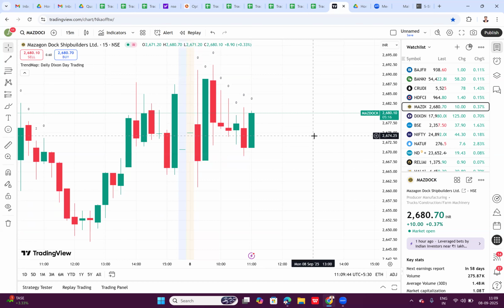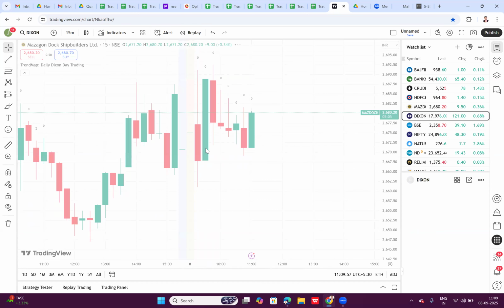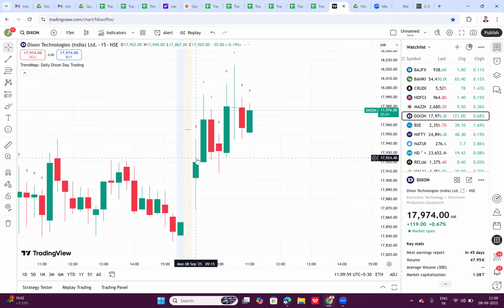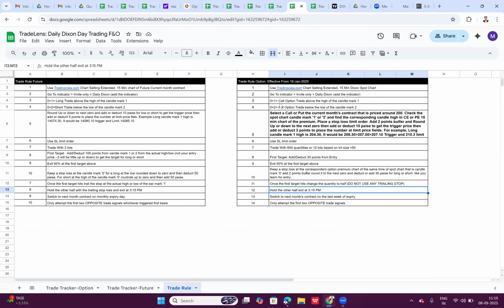So as per the rule, on today there is no trade available in MazDock, because on all candles zero is available, so a trade is not available. But in Dixon, on today 0+1 is available. We have to take entry as per the 0+1 setup. As per the rule of this Dixon indicator, we got a 0+1 setup on Dixon today. As per the rule, we have to place an order in a call option today above the high of the one candle.